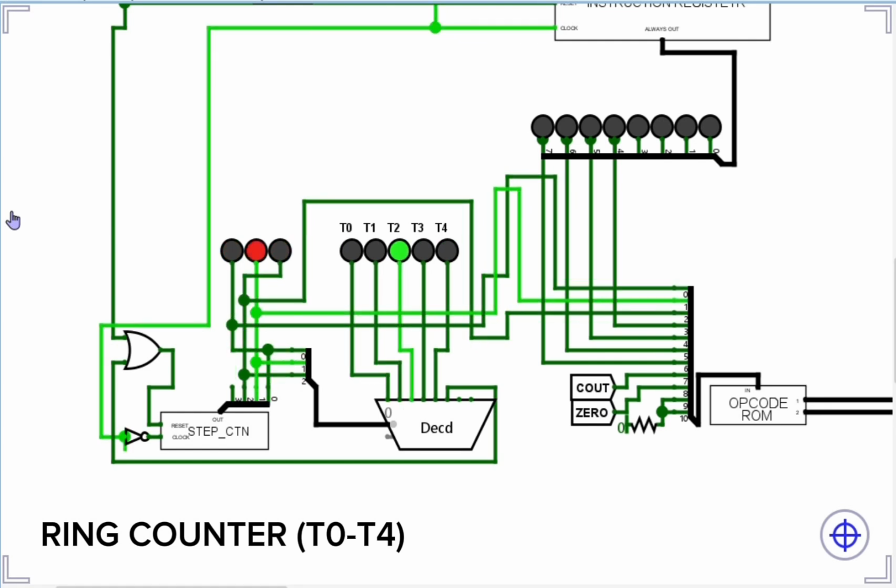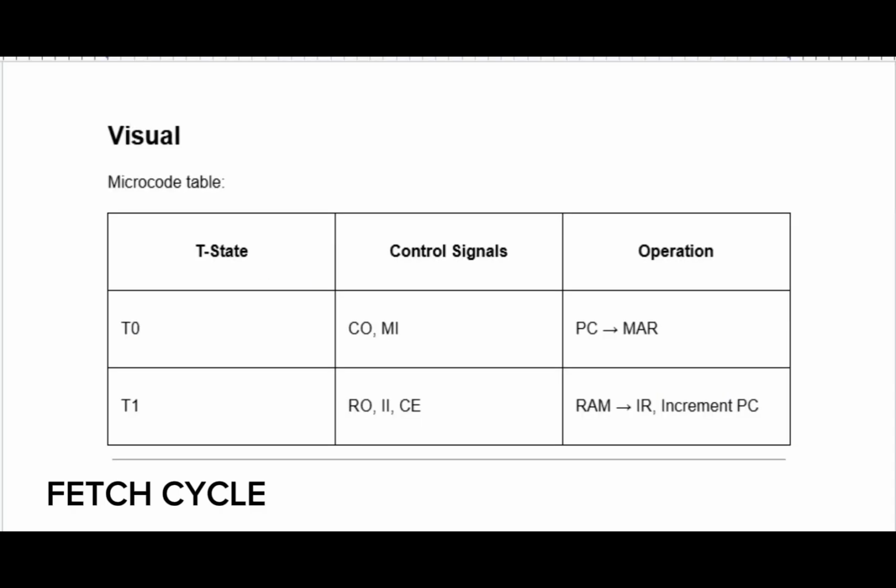The CPU uses a ring counter as a timing sequencer. It cycles through T0 to T4, where each T state activates specific control signals. These timing states break one instruction into micro operations. The fetch cycle takes two T states in this design.